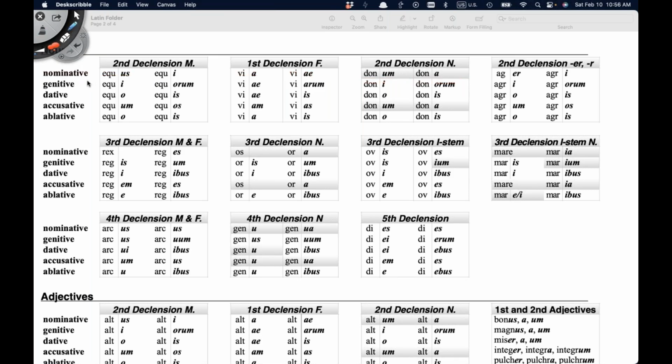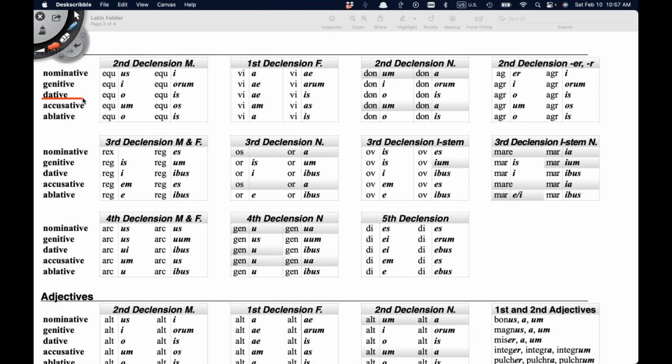With the genitive, I tell my students the clue word you want to use here is of. So if you see genitive, think of. Equi, of the horse; equorum, of the horses; viae, of the road; viarum, of the roads; doni, of the gift; donorum, of the gifts. So if you're showing possession, like the tail of the horse, then use the genitive. If you can use the word of, use the genitive.